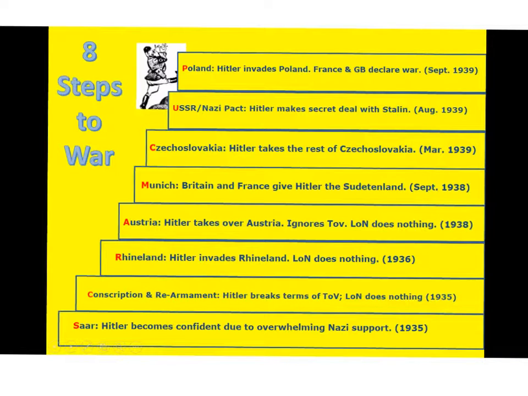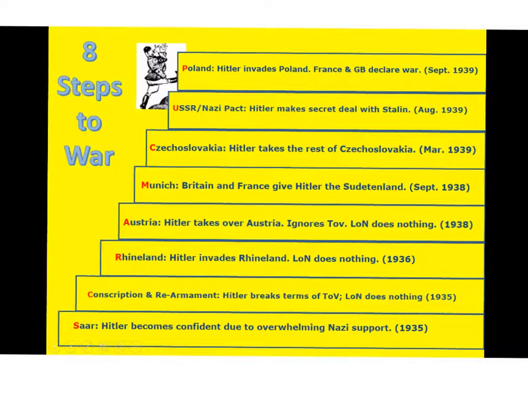But when it comes to World War II, we can break it down and sum it up in 8 different steps that led to war, in chronological order, which is what you can see on this slide here. At the bottom, you've got the first aspect, which is in 1935, leading all the way up to September 1939, when France and Great Britain eventually declared war on Hitler and Germany.